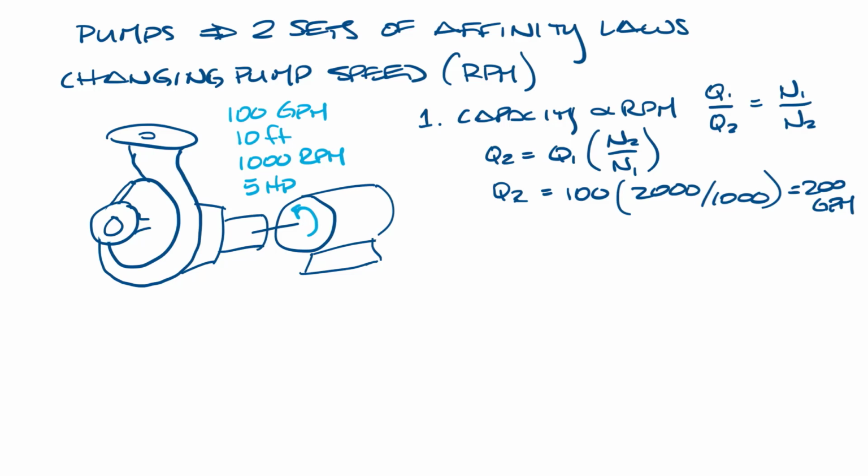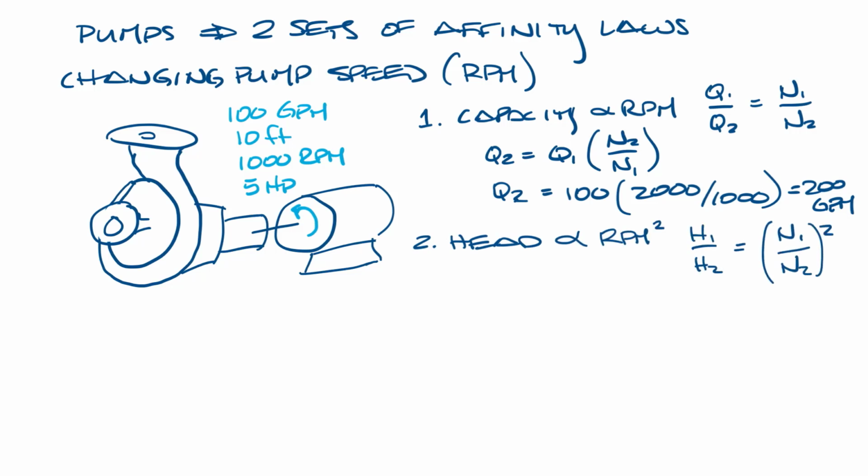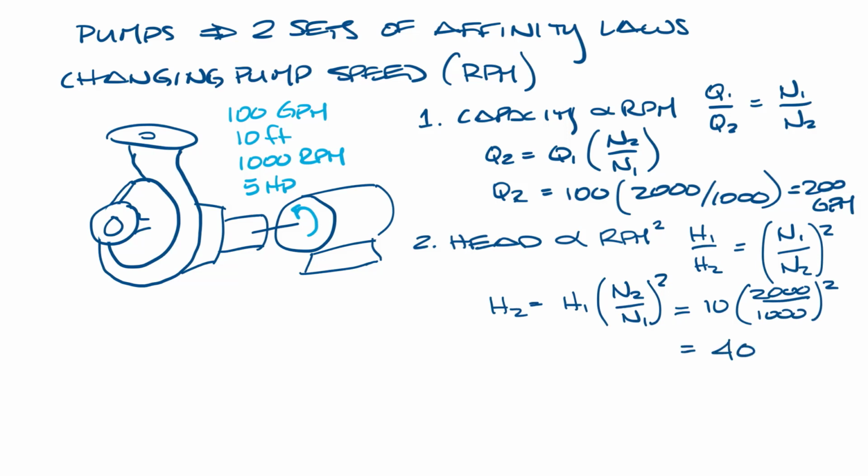The next law relates the head to the square of the RPM. So H1 over H2 equals N1 over N2 squared. Then that can become H2 equals H1 times N2 over N1 squared. And now let's put that in here for our example. And we have 10 being the old head times the square of 2,000 divided by 1,000. And that gives us 40 feet of head at our new RPM.